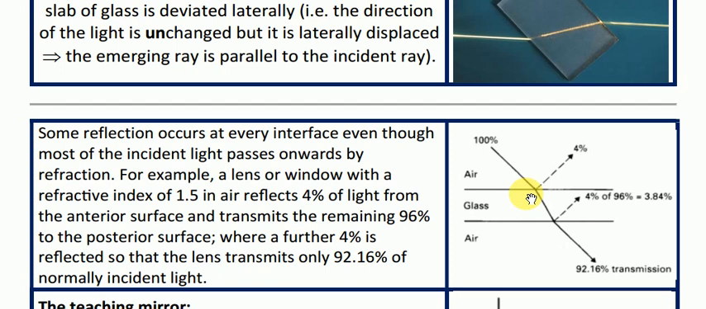For example, a lens or window with a refractive index of 1.5 in air reflects 4% of the light from the anterior surface and transmits the remaining 96% to the posterior surface. A further 4% of this is reflected, so the lens only transmits 92.16% of the normal incident light.